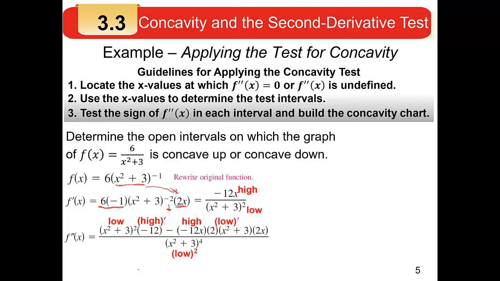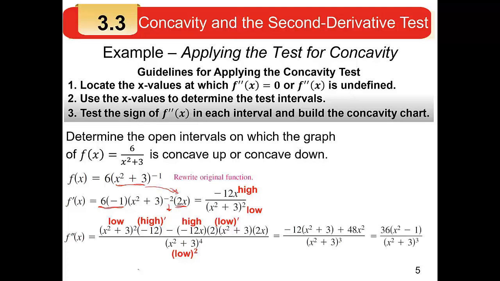Well, again, we've done the quotient rule over and over again. I'm not going to make a big deal about it here. If you're still having trouble and struggling with the quotient rule, you need to go to the side and practice that as a separate skill. But if you apply the quotient rule and simplify somewhat, you'll get negative 12 times the quantity x squared plus 3 plus 48x squared all in the numerator over the quantity x squared plus 3 all cubed.